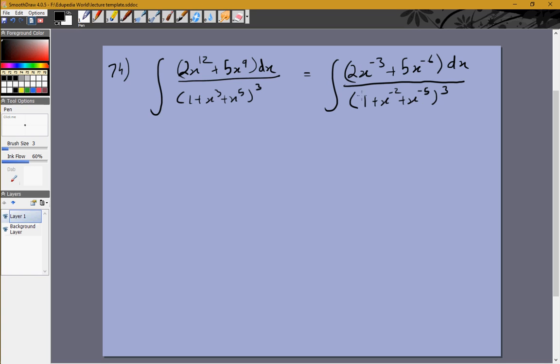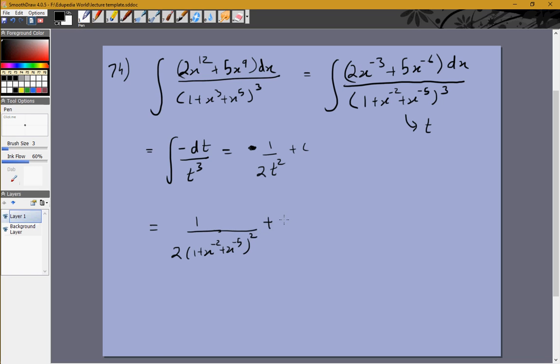Now the derivative of the term in the brackets is minus 2 times x to the power minus 3 and minus 5 times x to the power minus 6, which is the negative of the numerator. So we put the denominator as t, and what we get is this integral is the same as minus dt by t cube. This is equal to minus, now this will be t to the power minus 3, the integral will be t to the power minus 2 by minus 2, minus minus will cancel, so 1 by 2t squared plus c. That comes out to be 1 by 2 times 1 plus x to the power minus 2 plus x to the power minus 5 whole squared plus c.